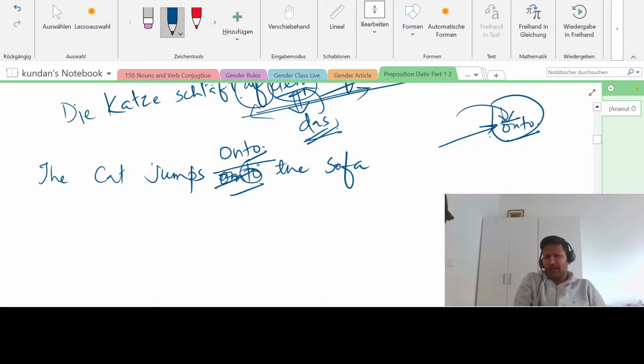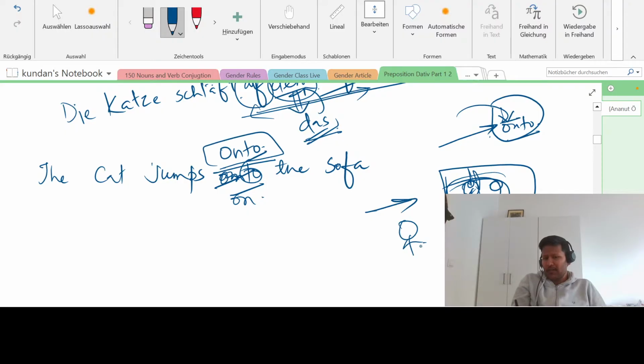In English, sometimes you say on. If you say the cat jumps on the sofa, then the cat is jumping on the same place, there's no movement, right? It is movement, but it is at the same location, right? So the article will change. So I'm saying onto means the cat was sleeping somewhere here and it jumped to this sofa. So there's a movement directly.